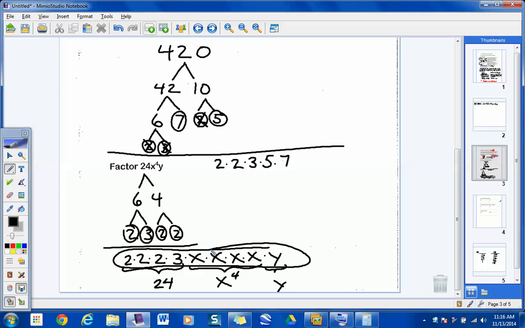If it said x to the 7th, how many x's would I have to put in there? 7. Okay. So are the variables really a roadblock, or are they just kind of a nuisance?